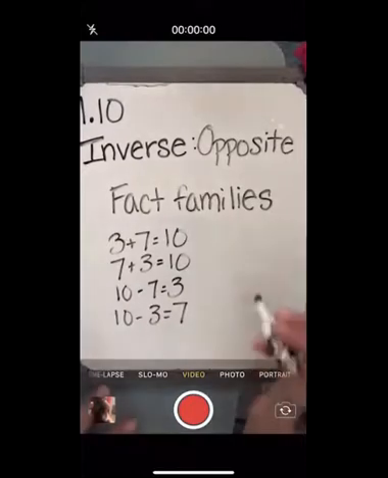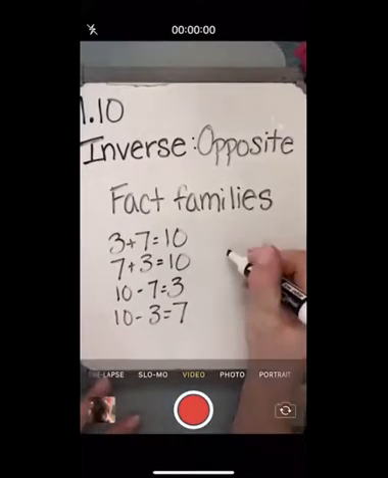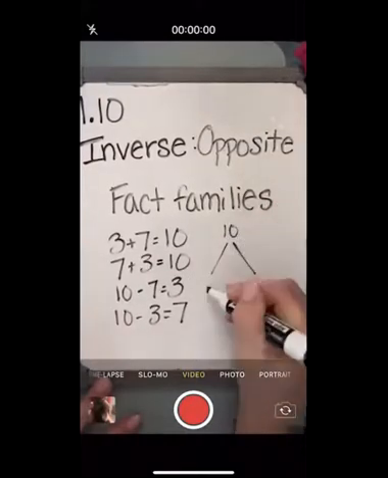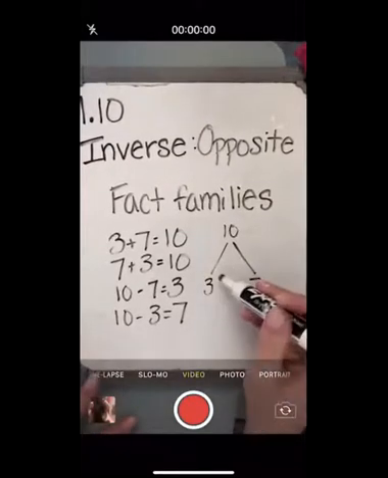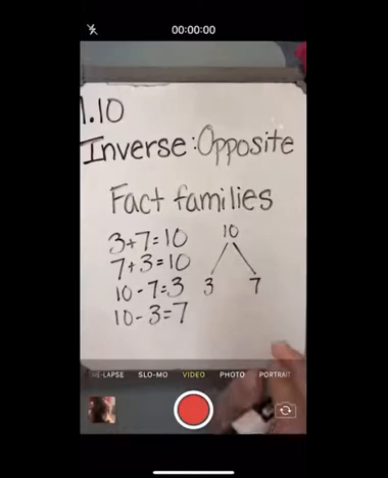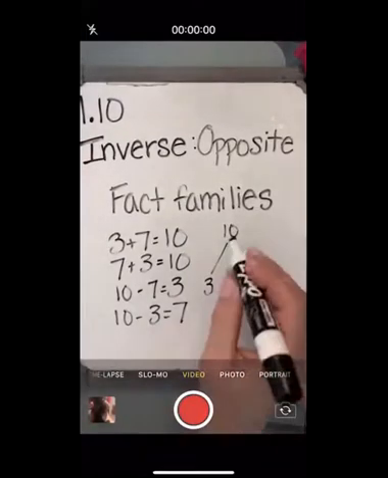You might have seen a math mountain or fact triangle. I've heard it called both different things. So 10, 3, and 7. Maybe you've seen it with 2 lines. Maybe you've seen it with 3 lines. So these fact triangles show us that all of these numbers are related.